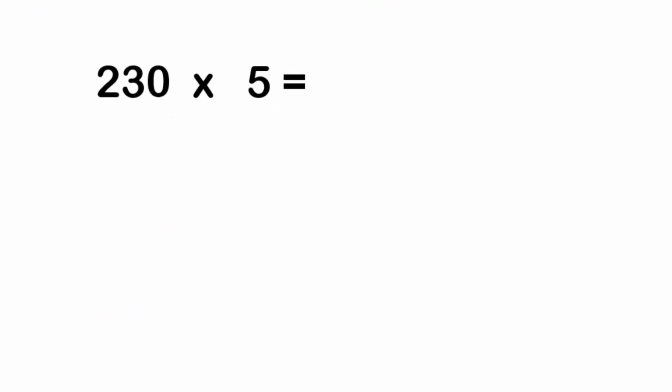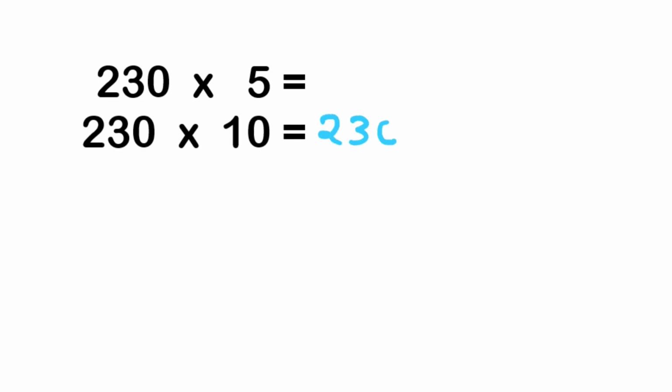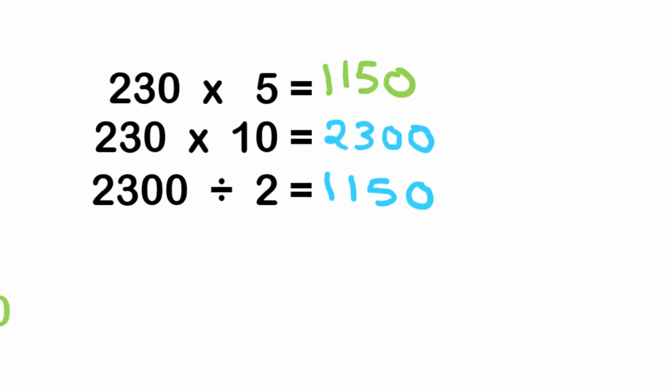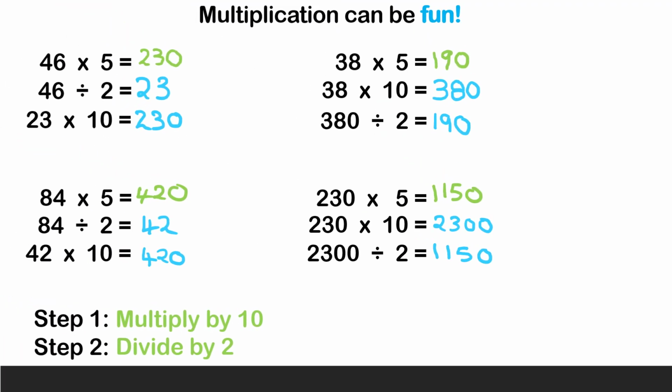One more. 230 multiplied by 5. Step 1. Multiply 230 by 10 and you get 2,300. Divide 2,300 by 2 and you get 1,150. No matter in which order you carry out the operations, you will still get the product of any number multiplied by 5.